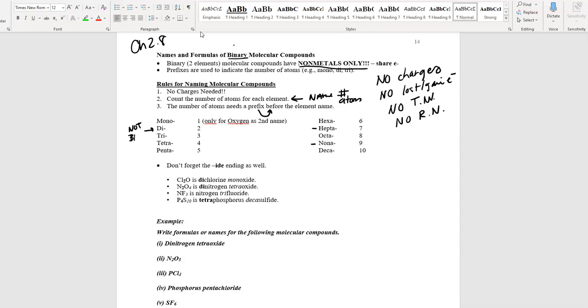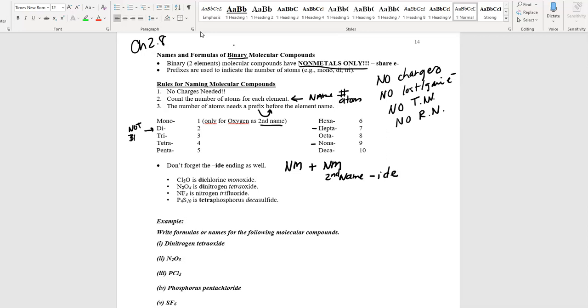But because it is a non-metal bonded to a non-metal, besides using prefixes, because this one is the second name, you do have to change the ending to IDE. Okay, that's it. So I put some sample ones on here so you can check out spelling. Even if the first one has a subscript, you still name the prefix. So dichlorine. Now this mono. You can only use mono if mono is for oxygen, but it has to be the second name.